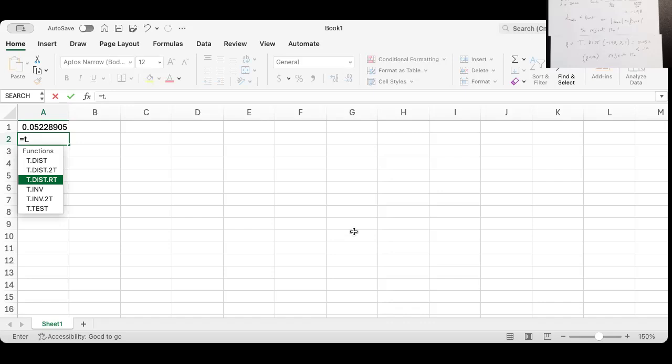I like this. It's helpful to me. Excel actually does a little more for me here than my calculator does.